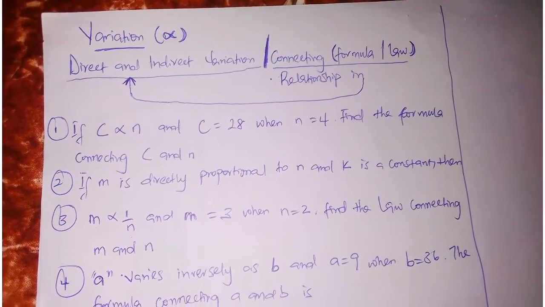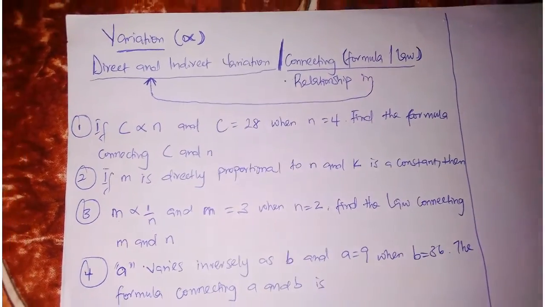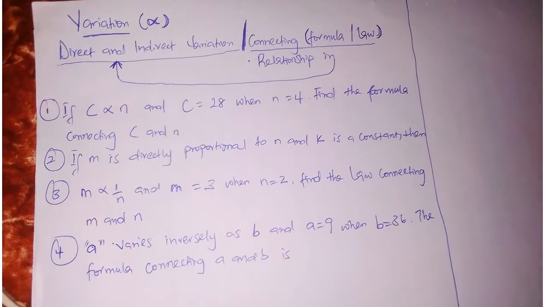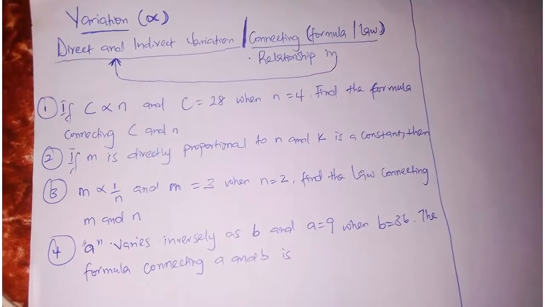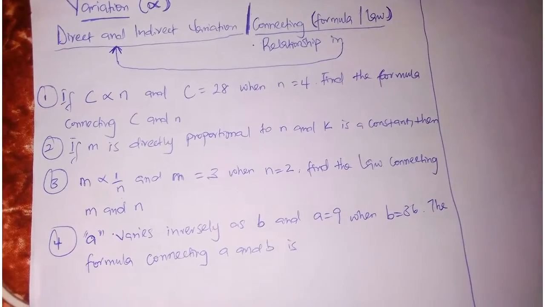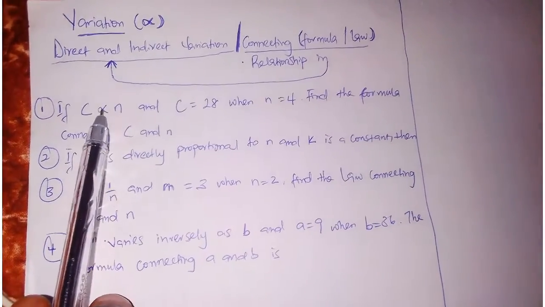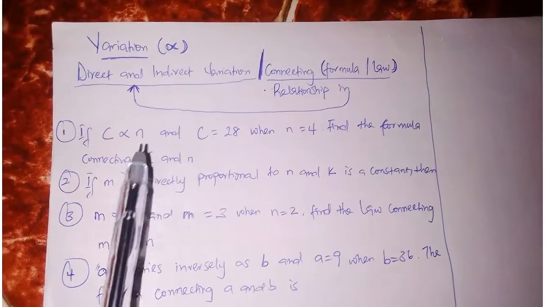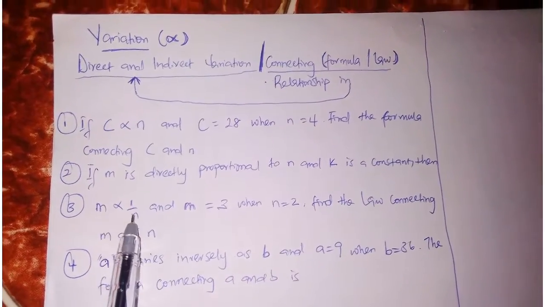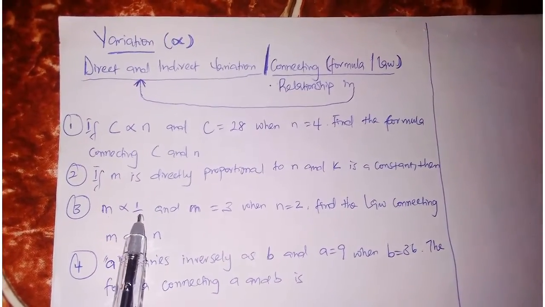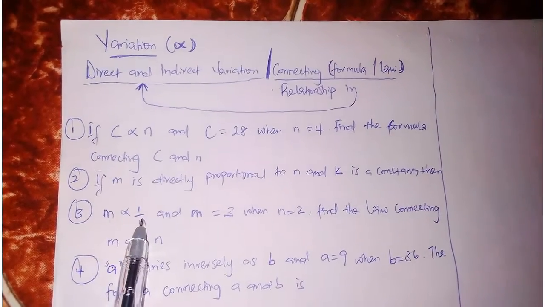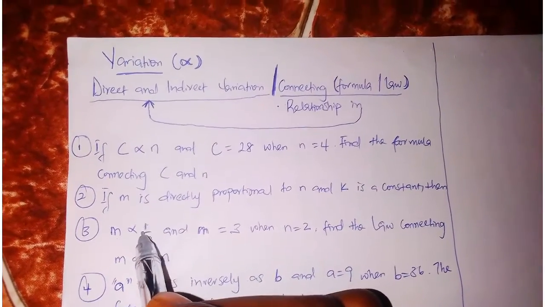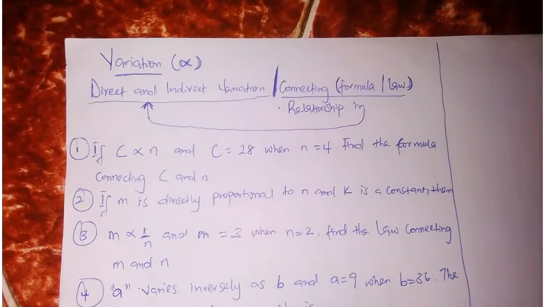Now, when we talk about variation, we're trying to compare 2 quantities together. Okay, now let's go straight to direct and indirect variation. When we talk about direct variation, we're looking at a direct proportionality. Now, if C varies directly as M, this is a direct variation. If M varies inversely as N, this is an indirect variation. What makes this one indirect is the 1 over.